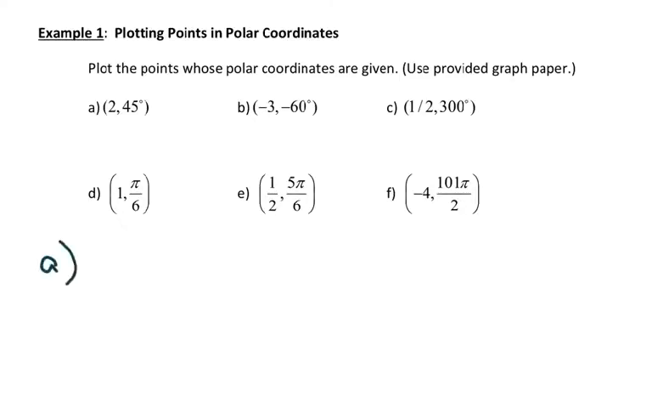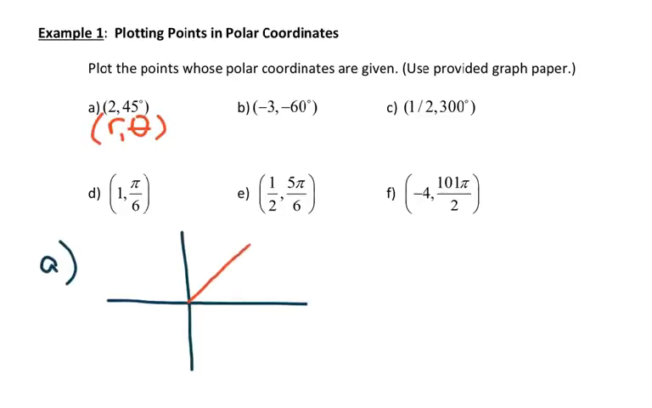So A is (2, 45 degrees). The way graphing polar coordinates works is first you're going to figure out where 45 degrees is. Now I realize this is backwards from the way we do it with rectangular coordinates. With rectangular coordinates, we always look for the first coordinate x and then the second coordinate y. In this case, we're going to do theta first. So 45 degrees is about here.